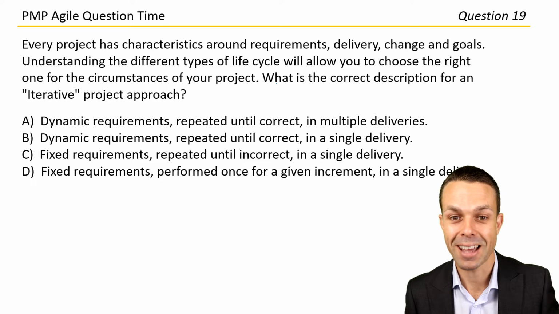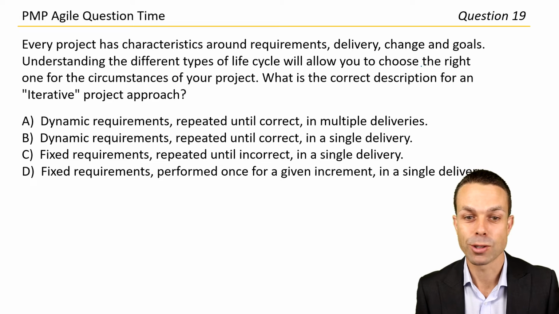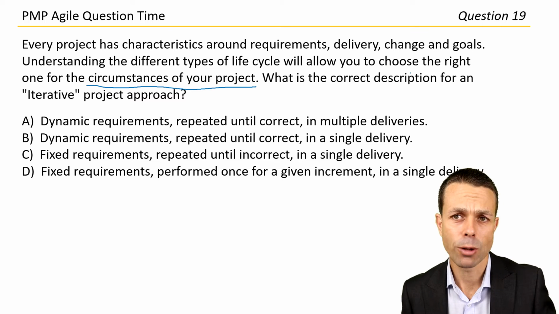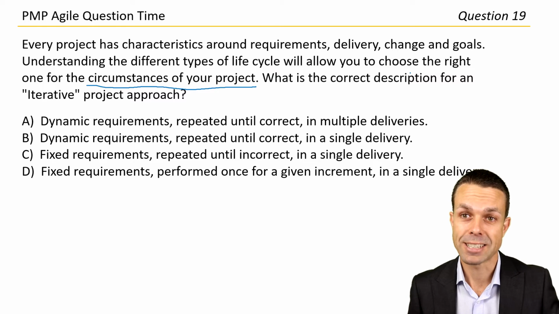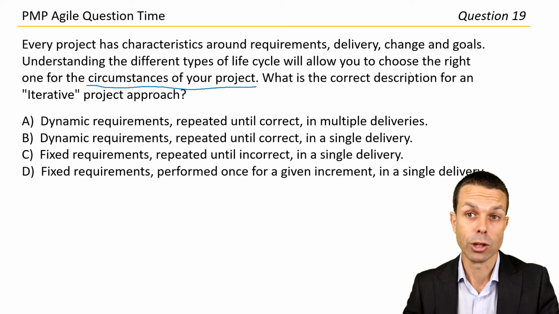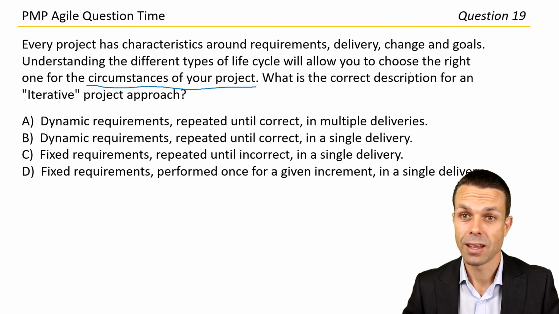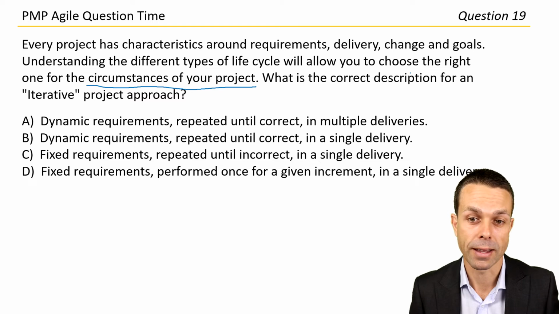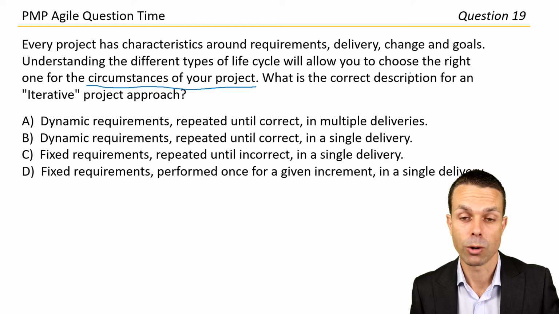Fantastic. Now we can check out the other types. So we want to choose the right one for the circumstances of our project. And this is really helpful because if we do have a high change environment, then maybe we do want to select an agile lifecycle. Or if we have a low change environment with low risk, then maybe we can just do one big bang project, like a waterfall approach.